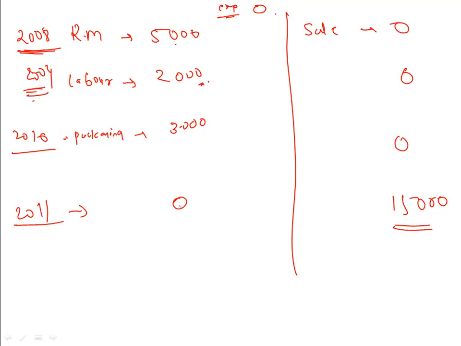Do you follow? And why is this happening? This is happening because of a concept called the matching concept. That if I am making sales in 2011, all the costs that I have incurred which helped me to make those sales in 2011 should be charged in the same year itself. So if my sales is in 2011, my costs are going to be in 2011. Are we clear? Have you followed this?